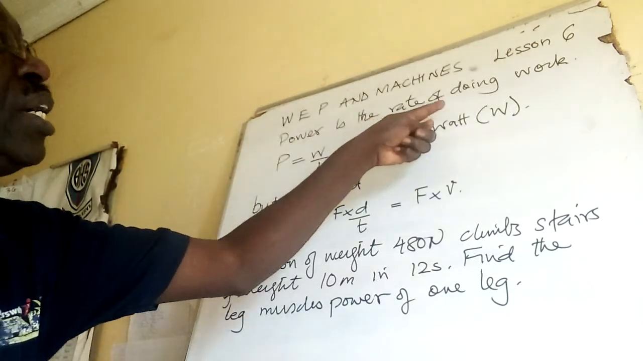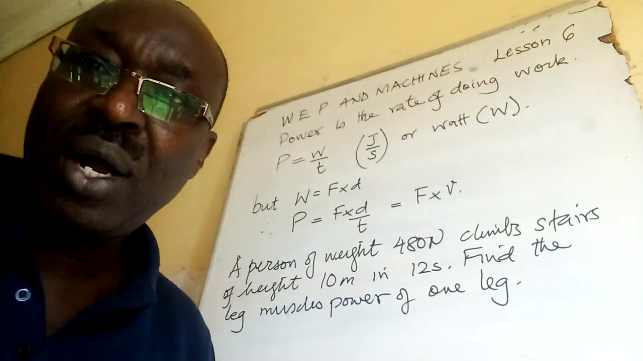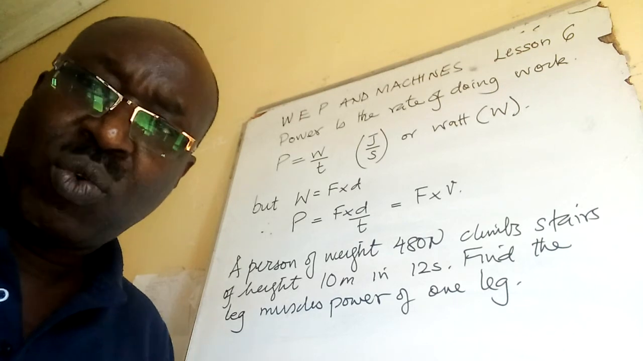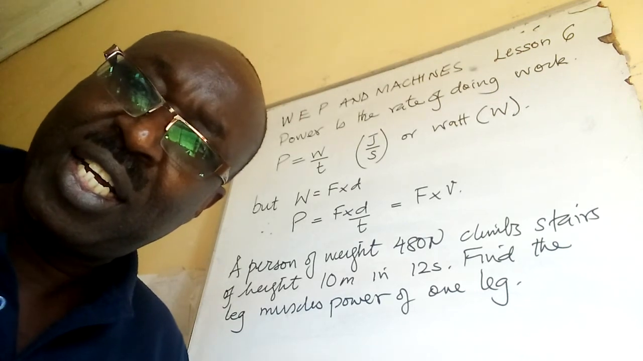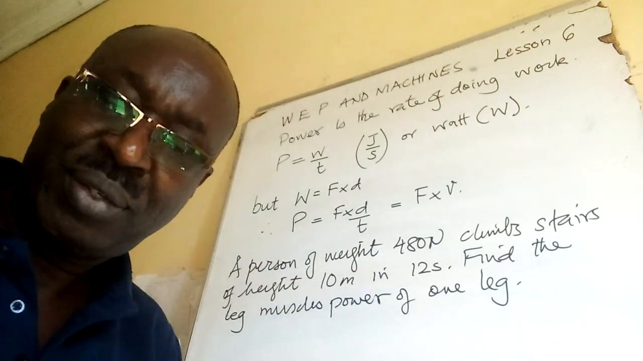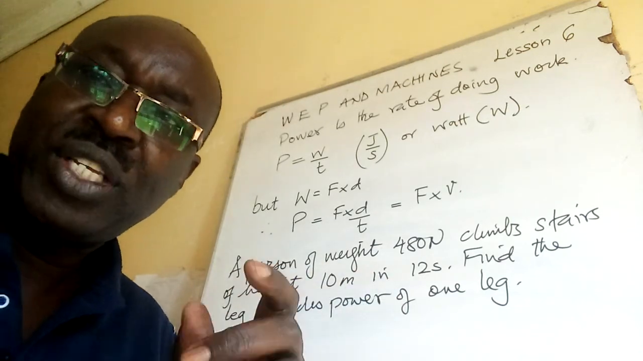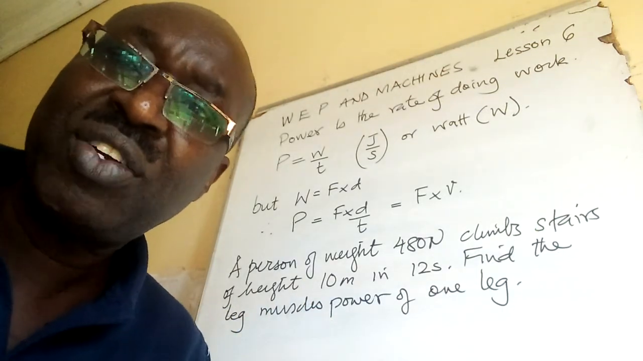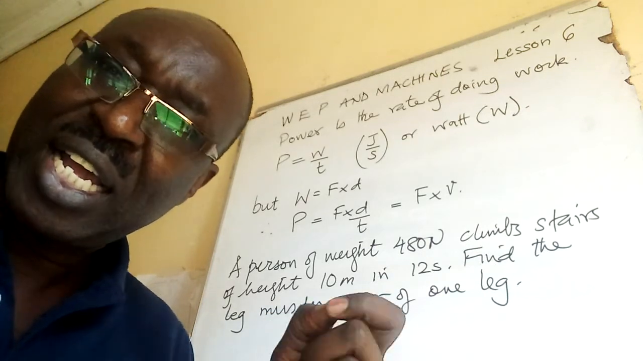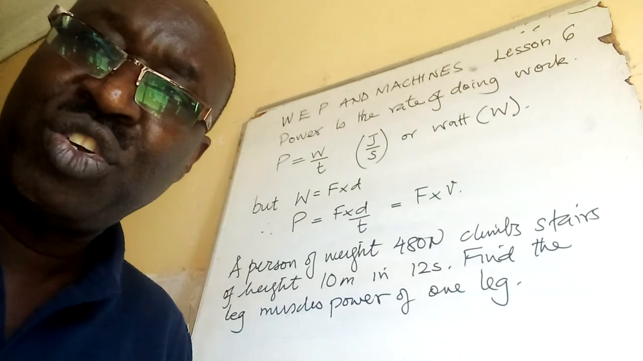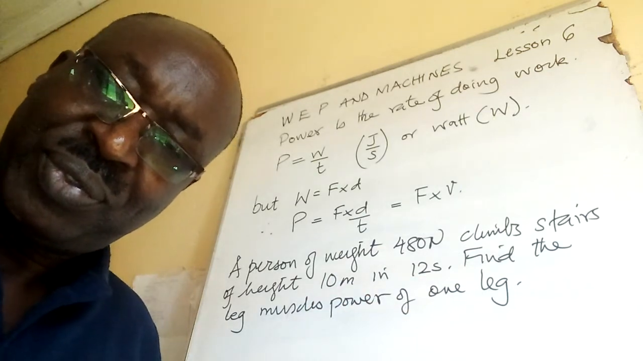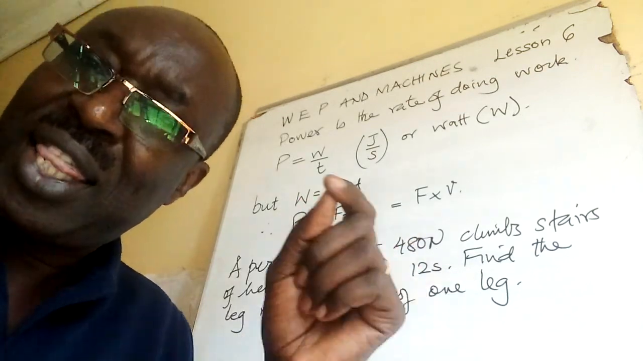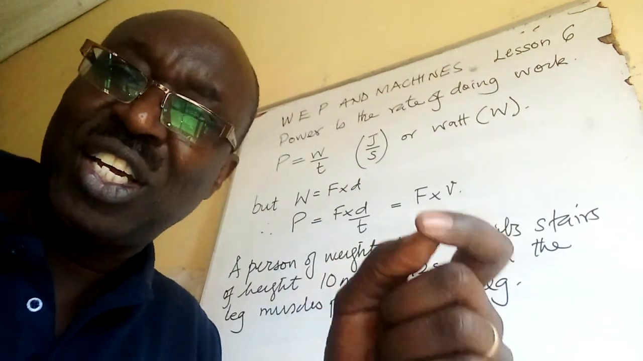So power is the rate of doing work. In other words, it is the rate of energy change. You know why? We said when there is energy change, work is done. And for that reason, work and energy share the SI unit, the joule. So when I say power is the rate of doing work, then I'm justified to say it is the rate of energy change.